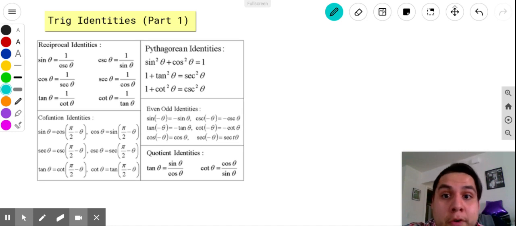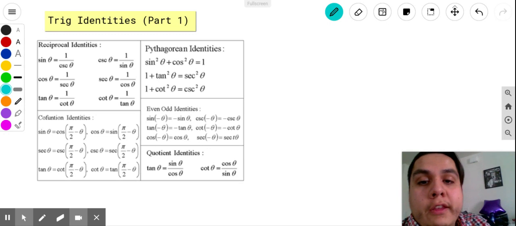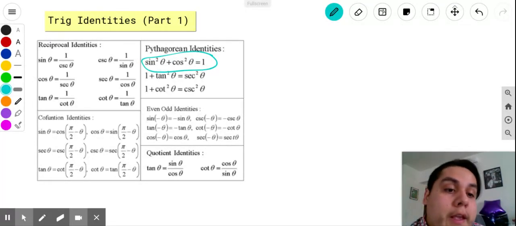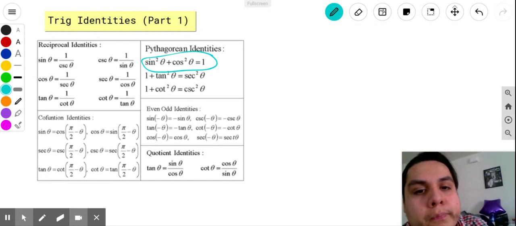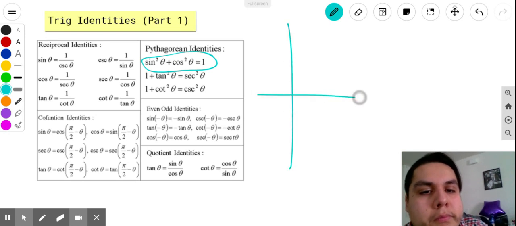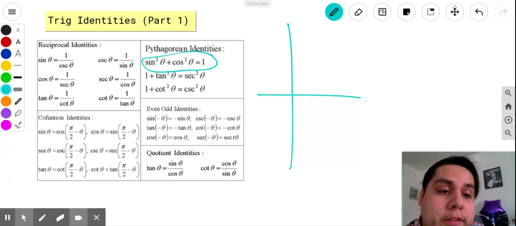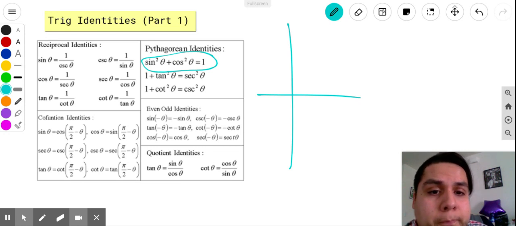All right, home stretch. We now have to talk about the Pythagorean identities. I'm going to start by explaining why this first one is true, and it's going to go back to the unit circle. When we have the unit circle, we know that from the center of the circle all the way to the edge of the circle, the radius is 1, right?